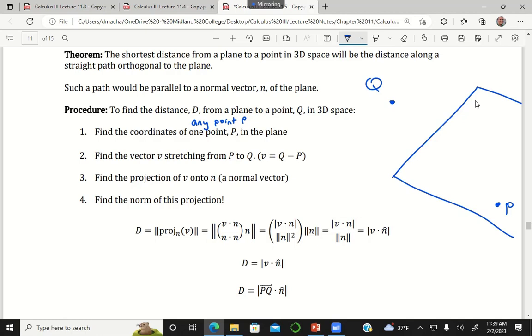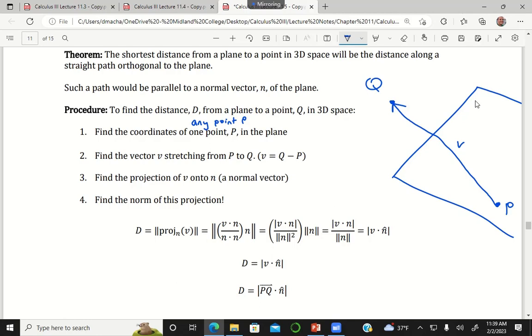And next we're going to say, well, my vector V is going to be the vector that connects P and Q. So if I draw this vector with its tail at P and its point at Q, this is my vector V. And again, since P was any point in the plane, this vector is not necessarily the shortest vector. It's just any vector with its tail in the plane and its tip at the point Q.